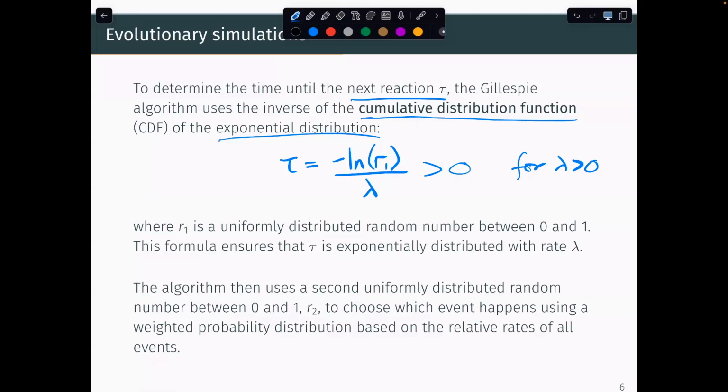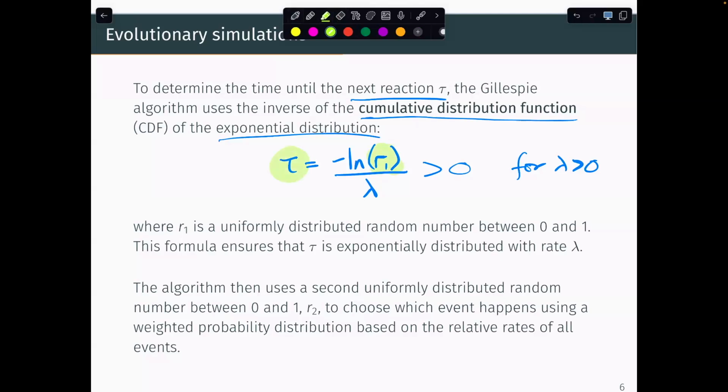Okay, so in practice, what we're doing is we generate this random number that's uniformly distributed between 0 and 1. We plug it into this formula. This gives us this tau, and this is the time until a next event occurs in our simulation.